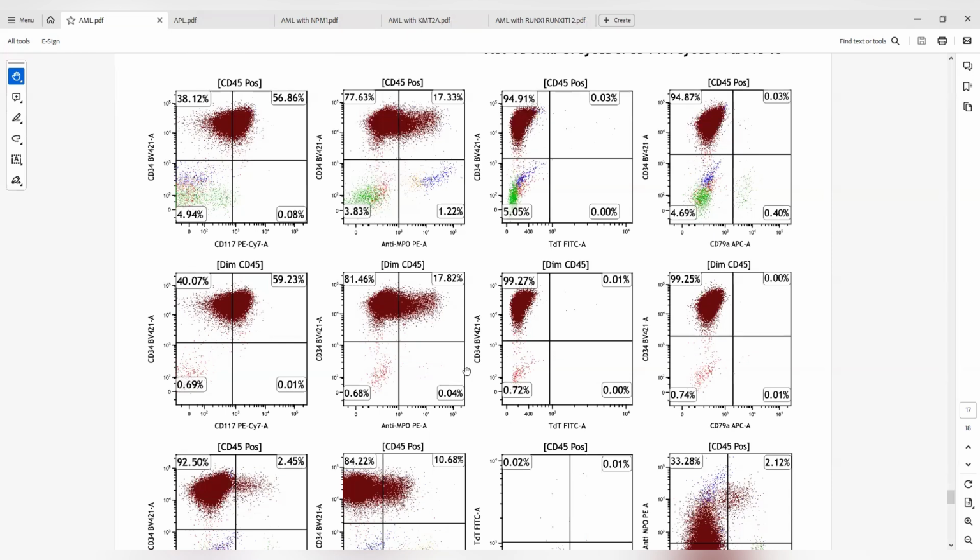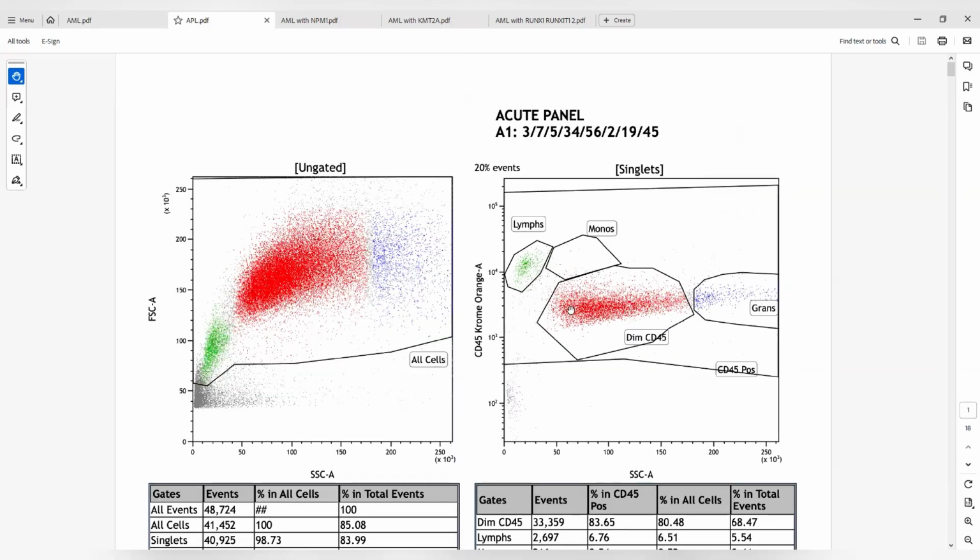So this is a general example. Now let's look at specific cases. Here we do have a case of a 45-year-old patient who presented with shortness of breath and then was found to have circulating blasts in the peripheral blood. And because of that, they sent for flow cytometry.